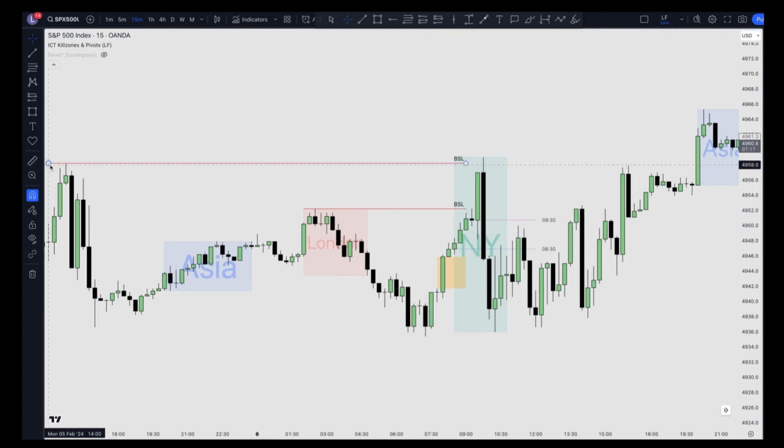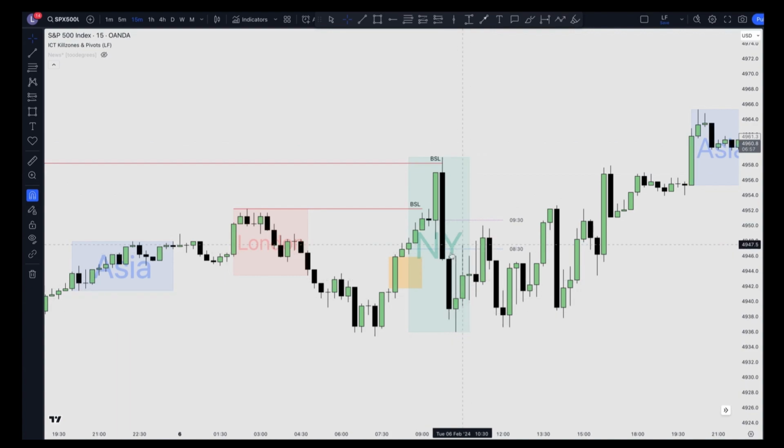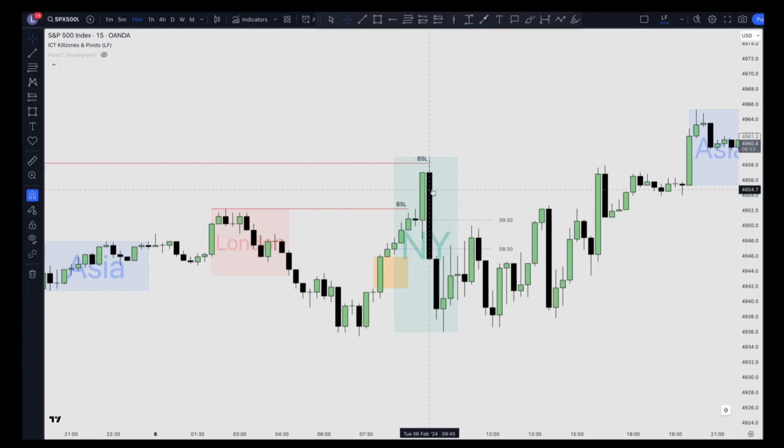We can see as well that there's another level of buy-side liquidity here, which price is potentially targeting. So we can see at 9:30, price took out the Asia high and London high, sweeping the buy-side liquidity here with huge displacement coming towards the downside. This was when I took my trade. I was actually monitoring my trade on the 1-minute time frame.